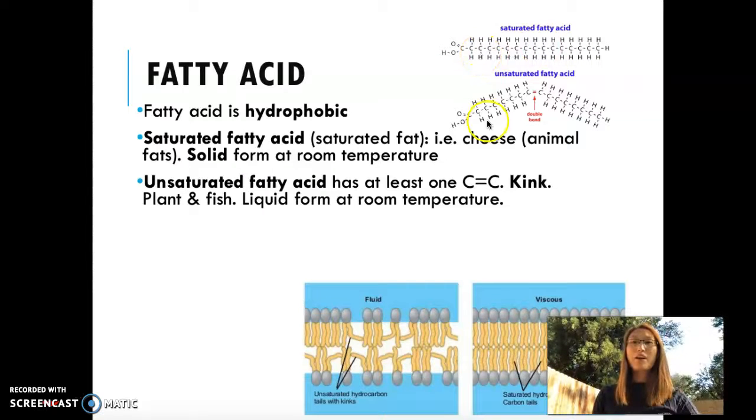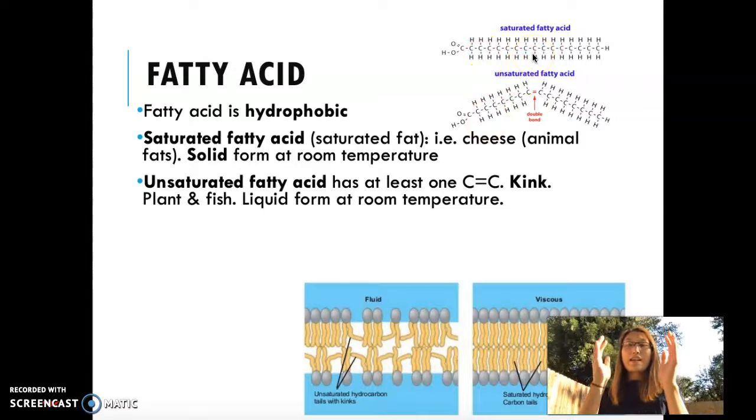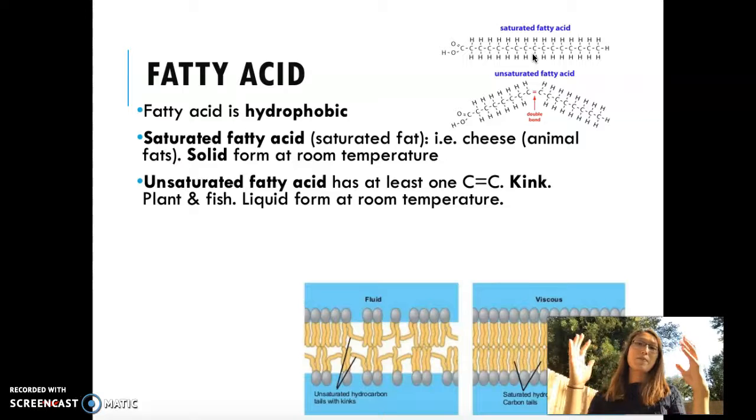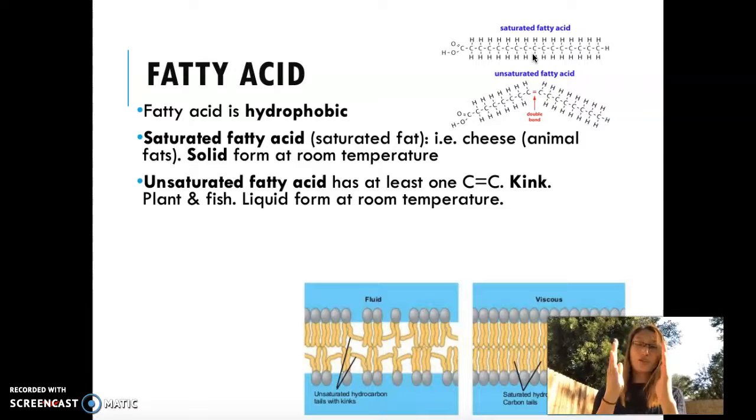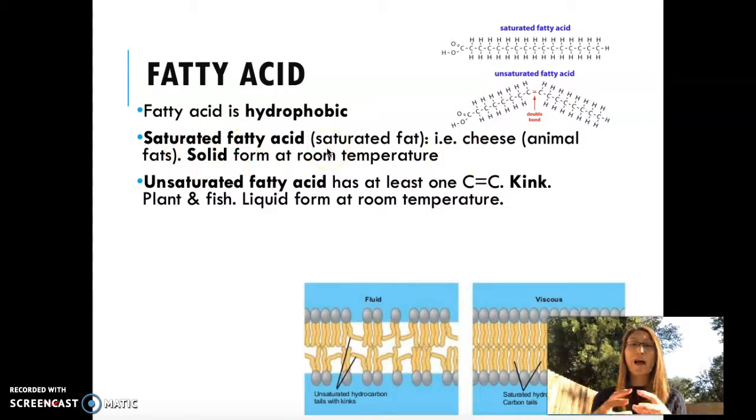Another thing about a saturated fatty acid is that because it's a straight chain, the chains can be packed tightly together. If you think about a straight line, another straight line, another straight line, they can all be packed very tightly. So if you have a type of fat or lipid that consists mostly of saturated fatty acids, it's going to be solid at room temperature because it's easier to pack them together. Other examples could be cheese or butter. At room temperature, it's usually a solid, right?